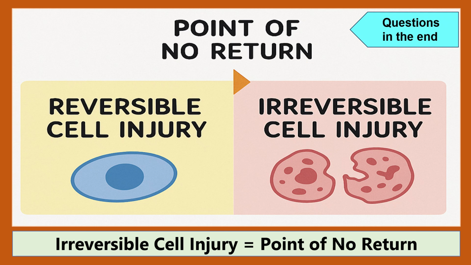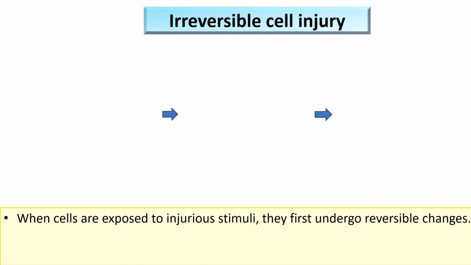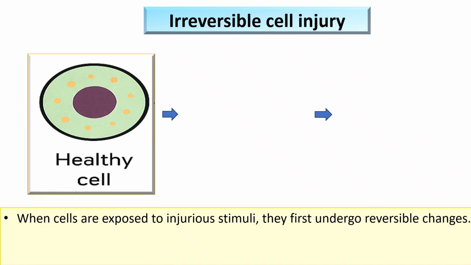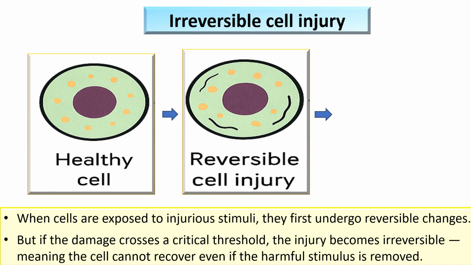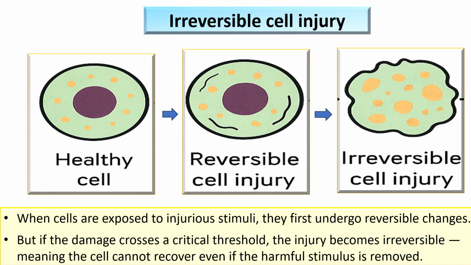Today I am ready with another interesting topic, that is irreversible cell injury, which is the point of no return. What happens in irreversible cell injury? When cells are exposed to injurious stimuli, they first undergo reversible changes. So here you can see a healthy cell. When it is exposed to injurious stimuli, it will undergo a reversible form of cell injury. But if the stimulus is severe enough and it crosses a critical threshold, the injury becomes irreversible, meaning the cell cannot recover even if the harmful stimulus is removed. So this is an irreversibly injured cell. Today we will be dealing with this irreversible cell injury in today's session.